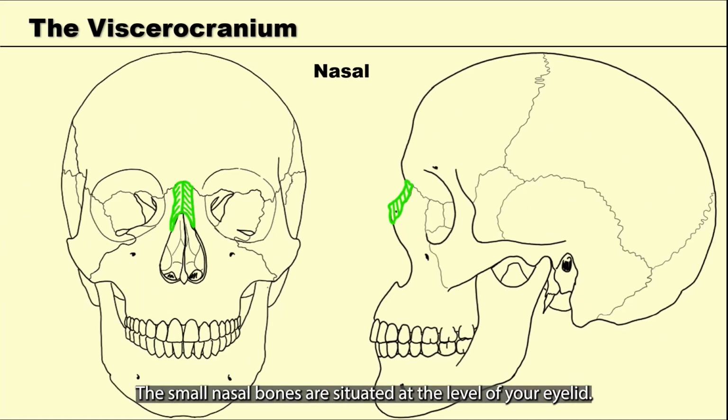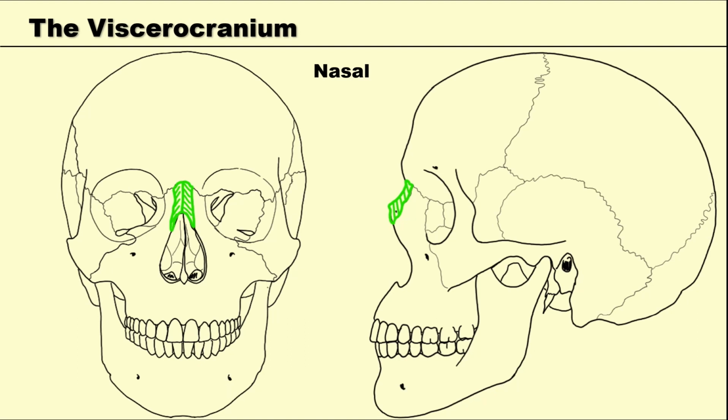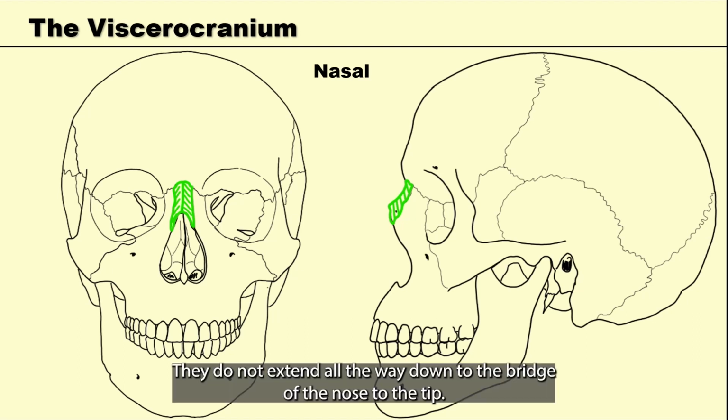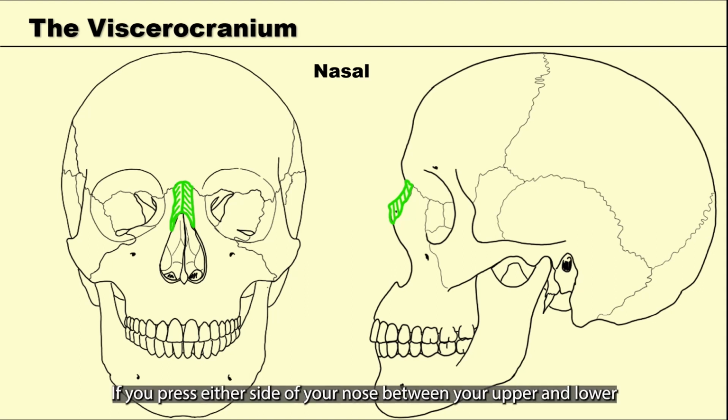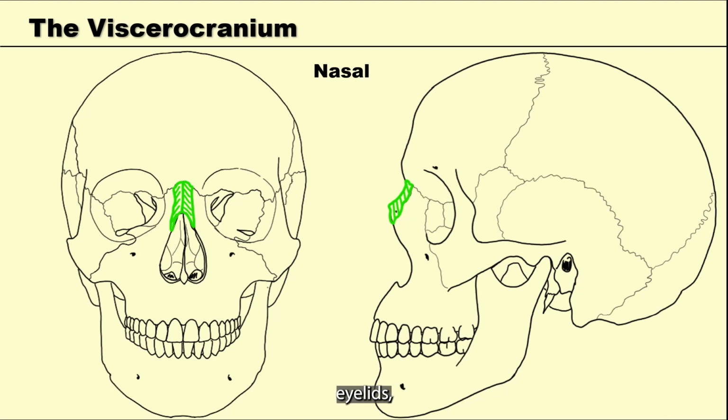The small nasal bones are situated at the level of your upper eyelid. They do not extend all the way down the bridge of the nose to the tip. This is cartilage, but you can gently palpate these bones if you press either side of your nose between your upper and lower eyelids.